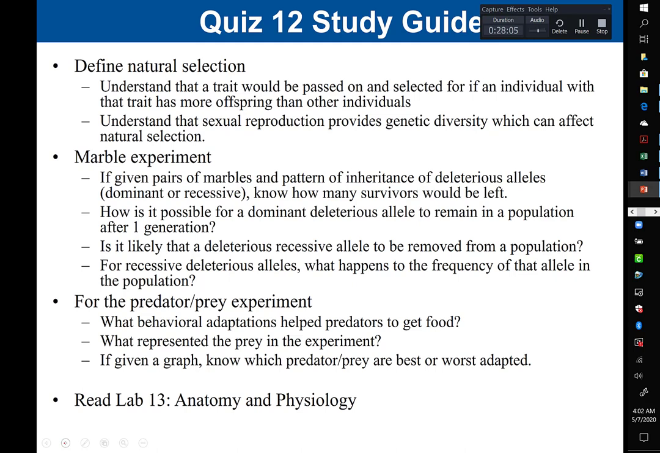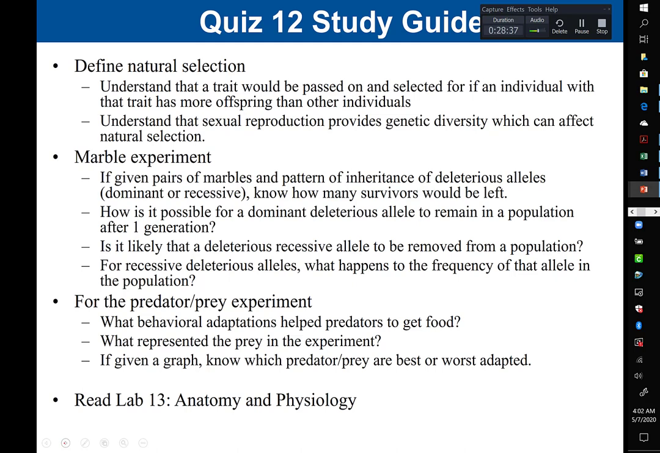For the predator-prey experiment, you want to review what behavioral adaptations helped predators to get food. And so that was covered in the video, right? So territorial, aggression, etc. So you want to review what some behavioral adaptations were that helped predators to get food, and what represented the prey in this experiment. The prey in our experiment were the different colored beans. So those represented our prey.